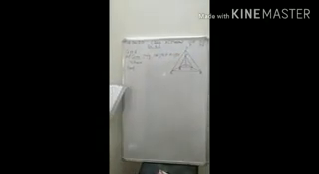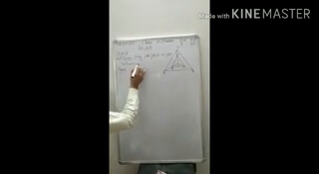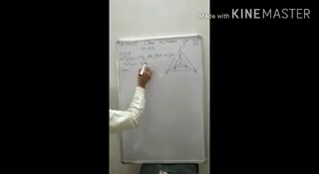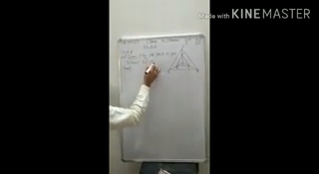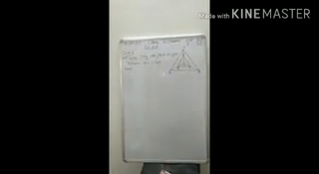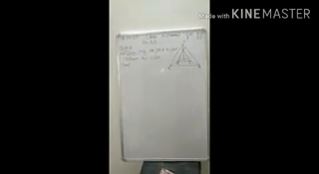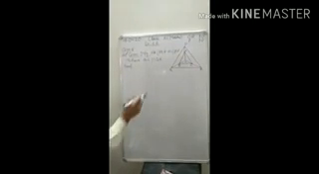This is given. What do you have to prove? You have to prove that BC is parallel to QR. Student, this question follows the same steps as the previous question, so let us start with the given.